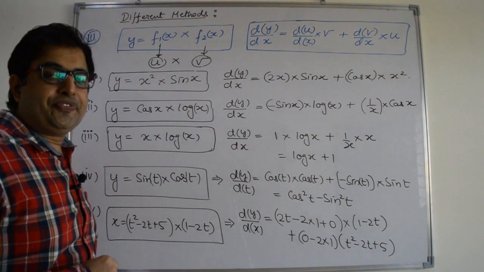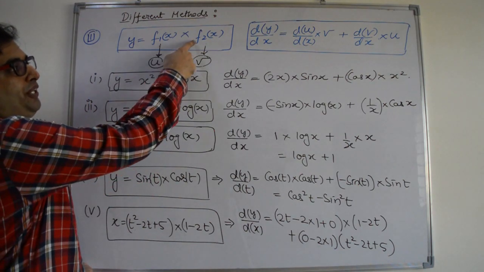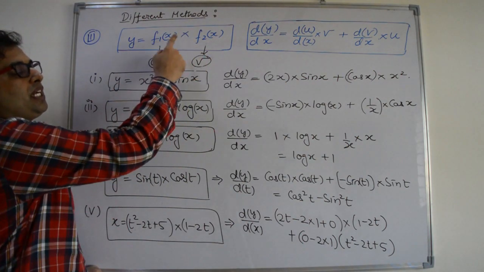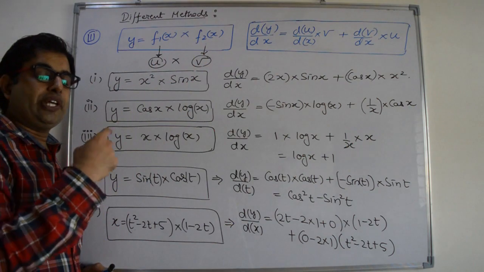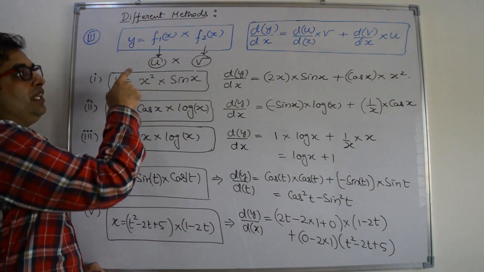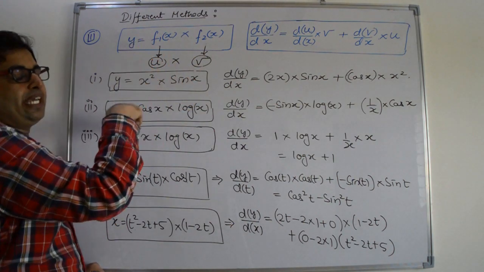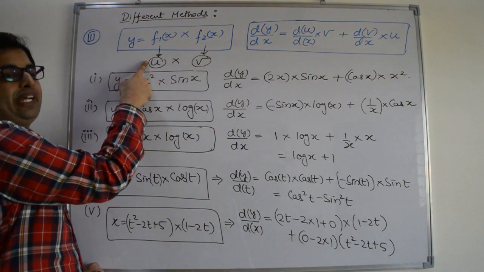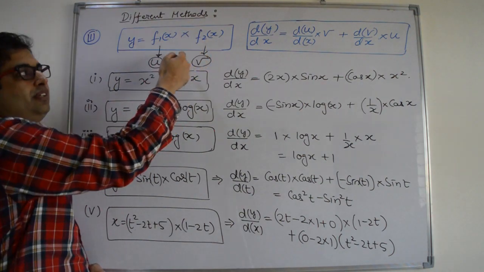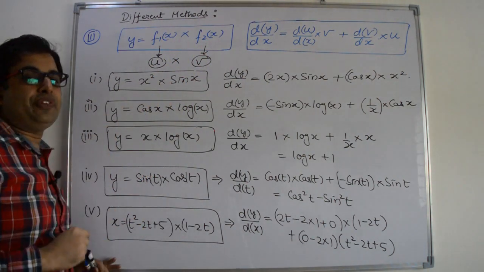Third method of differentiation. This is y equal to f1x into f2x. Here the two x dependent functions are in multiplication, whereas in the previous method they are in addition or subtraction. This method is also known as the u into v method. Instead of writing f1x again and again, in short we write u. Instead of writing f2x again and again, in short we write v. So this is the u into v method.